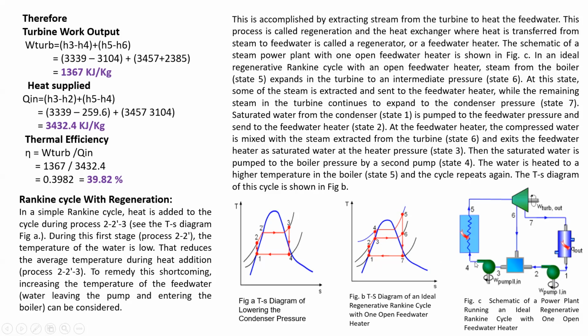So we'll see 4 to 5. 4 to 5 is the heating of the steam in the boiler taking place at the highest pressure. Then 5 to 6 is the expansion taking place in the turbine. Part of the steam is taken to the feed water, and the remaining steam is then taken to the condenser after completion of work.